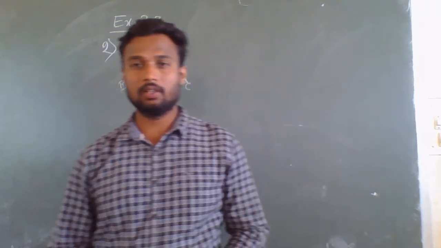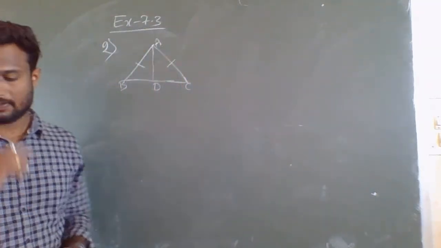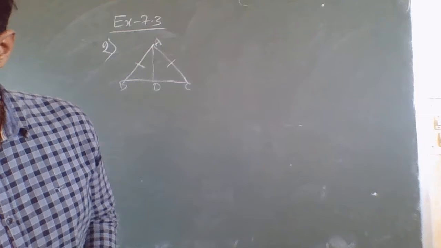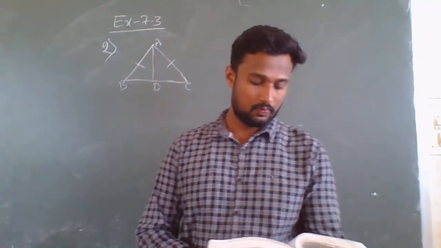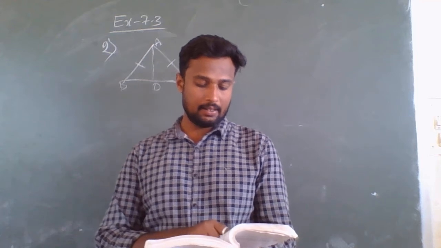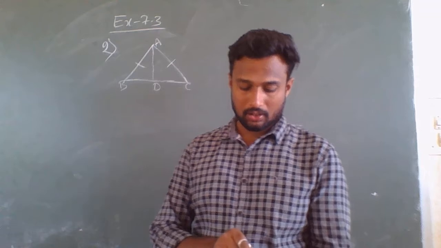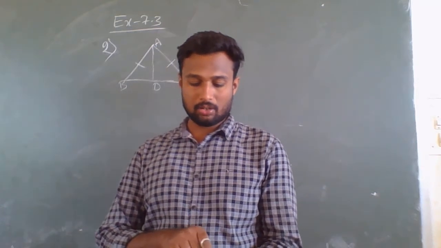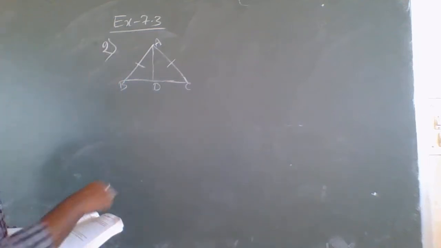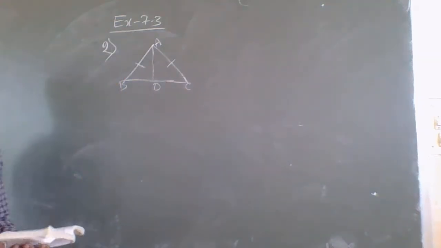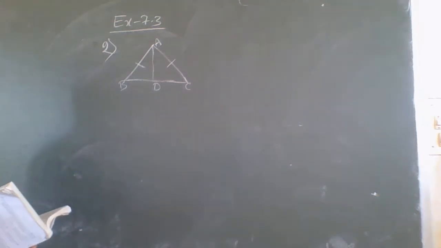Today I will continue with the second problem of Exercise 7.3. In the second problem, AD is an altitude of an isosceles triangle ABC in which AB is equal to AC. They have not given a diagram in the textbook, so this triangle can be used as a reference diagram for the second problem.